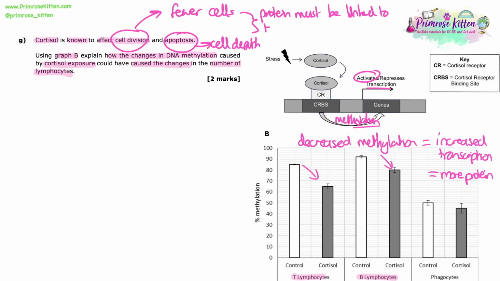So you can pick either one of these or both, but the proteins that are being increased in transcription, which is leading to this more protein, has got to be linked to these, because this is then going to be the thing that's going to cause that reduction in T cells and B cells, either an increase in cell death or a decrease in the rate of cell division or mitosis.